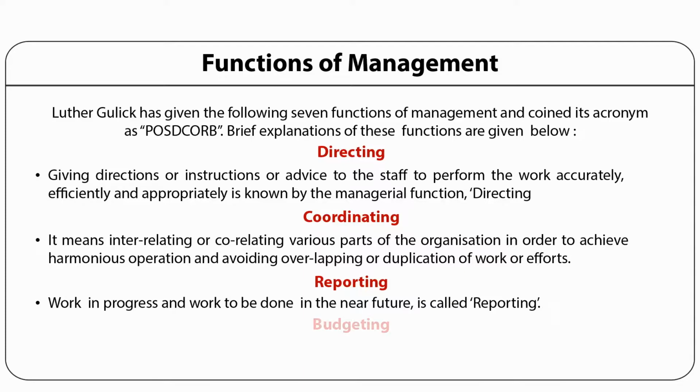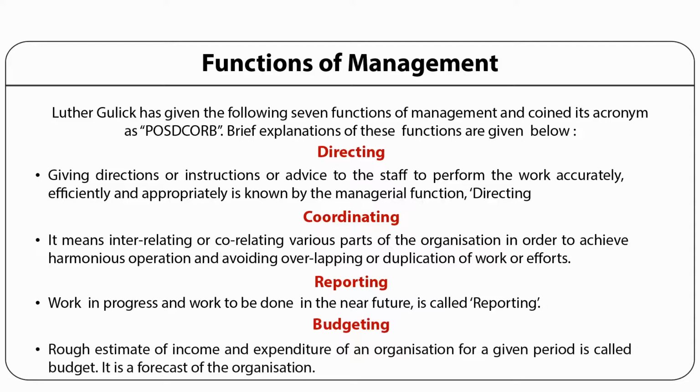Seventh, budgeting. A rough estimate of income and expenditure of an organization for the given period, generally the financial year, is called a budget. It is a forecast of the organization. Financial resources are the most important part of any institution, and libraries are no exception. Careful planning of budget, accounting, and control thereof is essential for efficient functioning of a library.